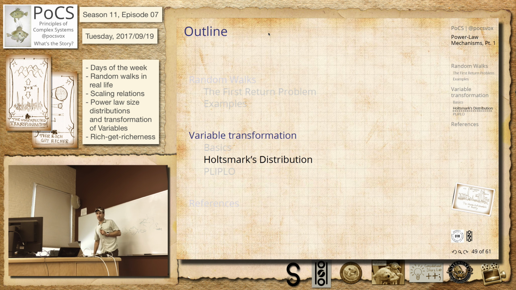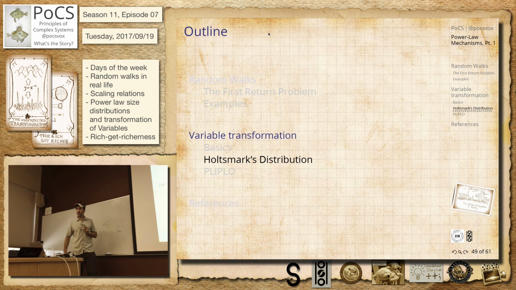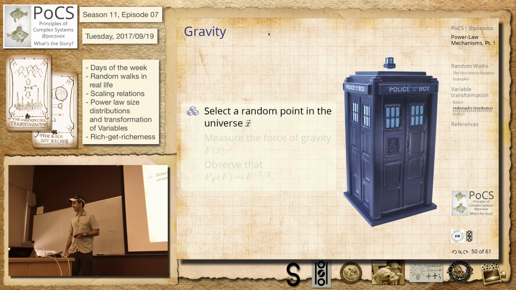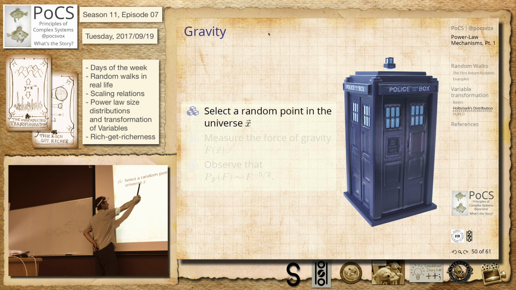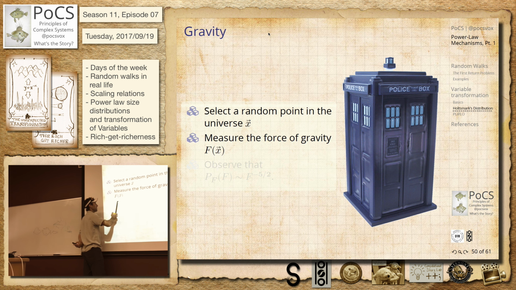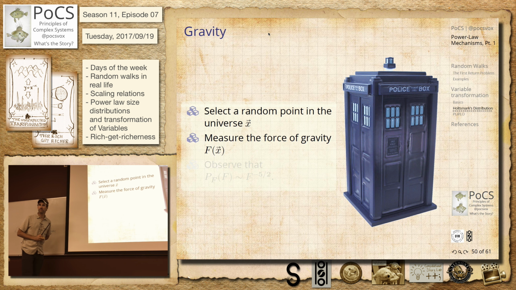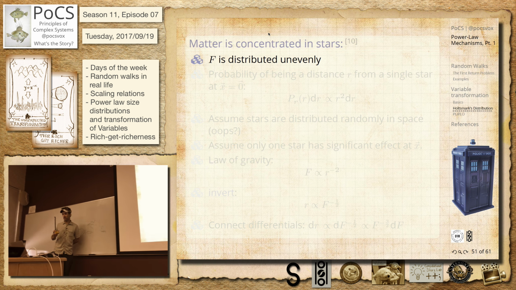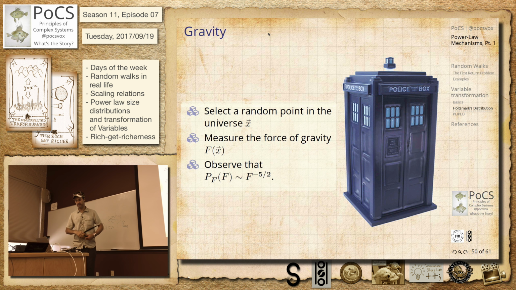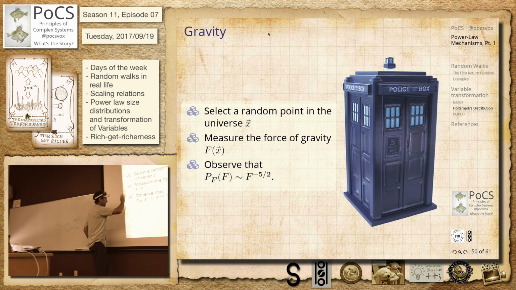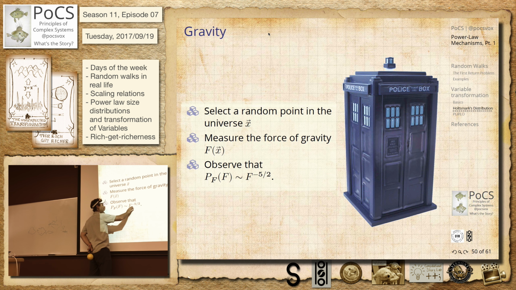Okay, so there's this thing called Holtzmark's distribution, which is a bit strange, but it's from 1915 or something, and I guess people just think about crazy things. So, random point in the universe. Measure the, I don't know, this was obviously not a very practical thing to worry about. Measure the force of gravity, and then what's the probability that the force takes on some value f?